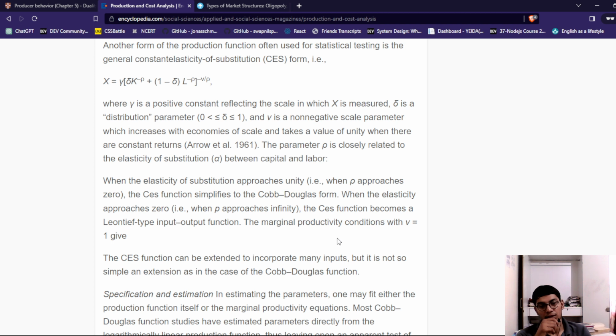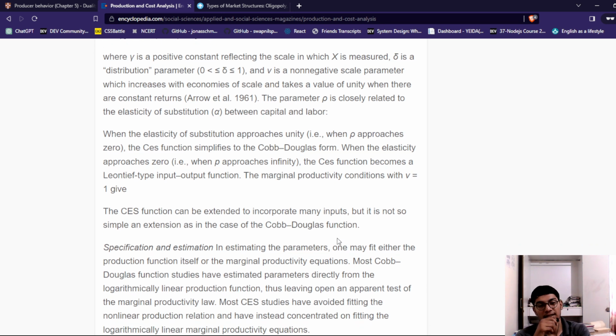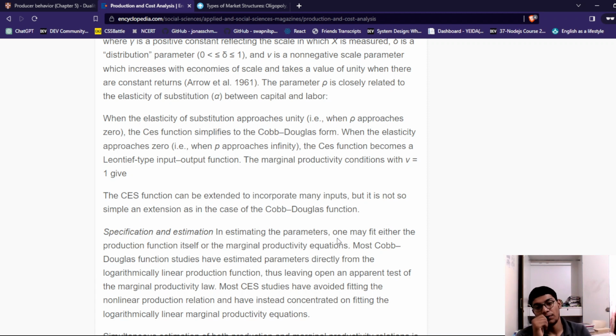The marginal productivity condition for the CES function can be extended to incorporate multiple inputs, but it is not simply an extension of the two-input case.